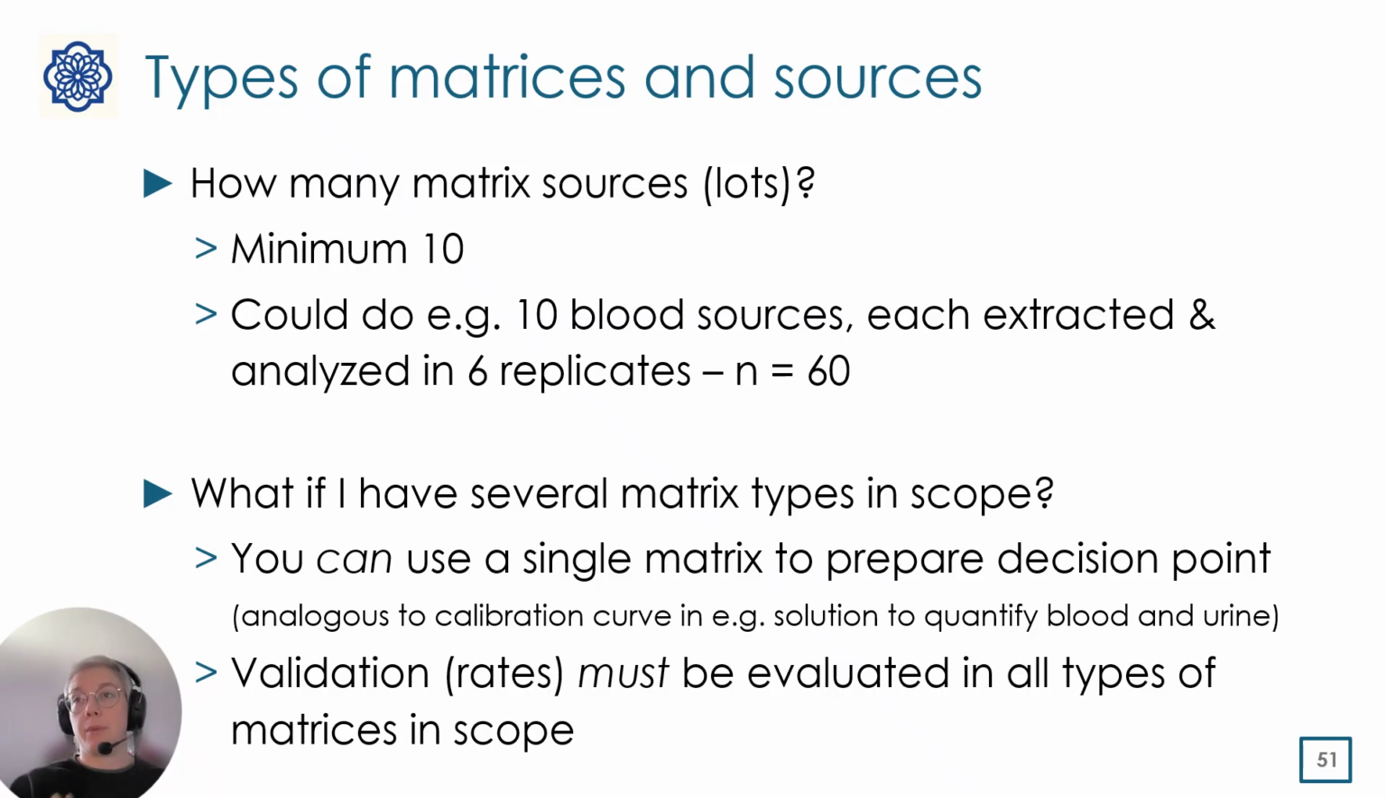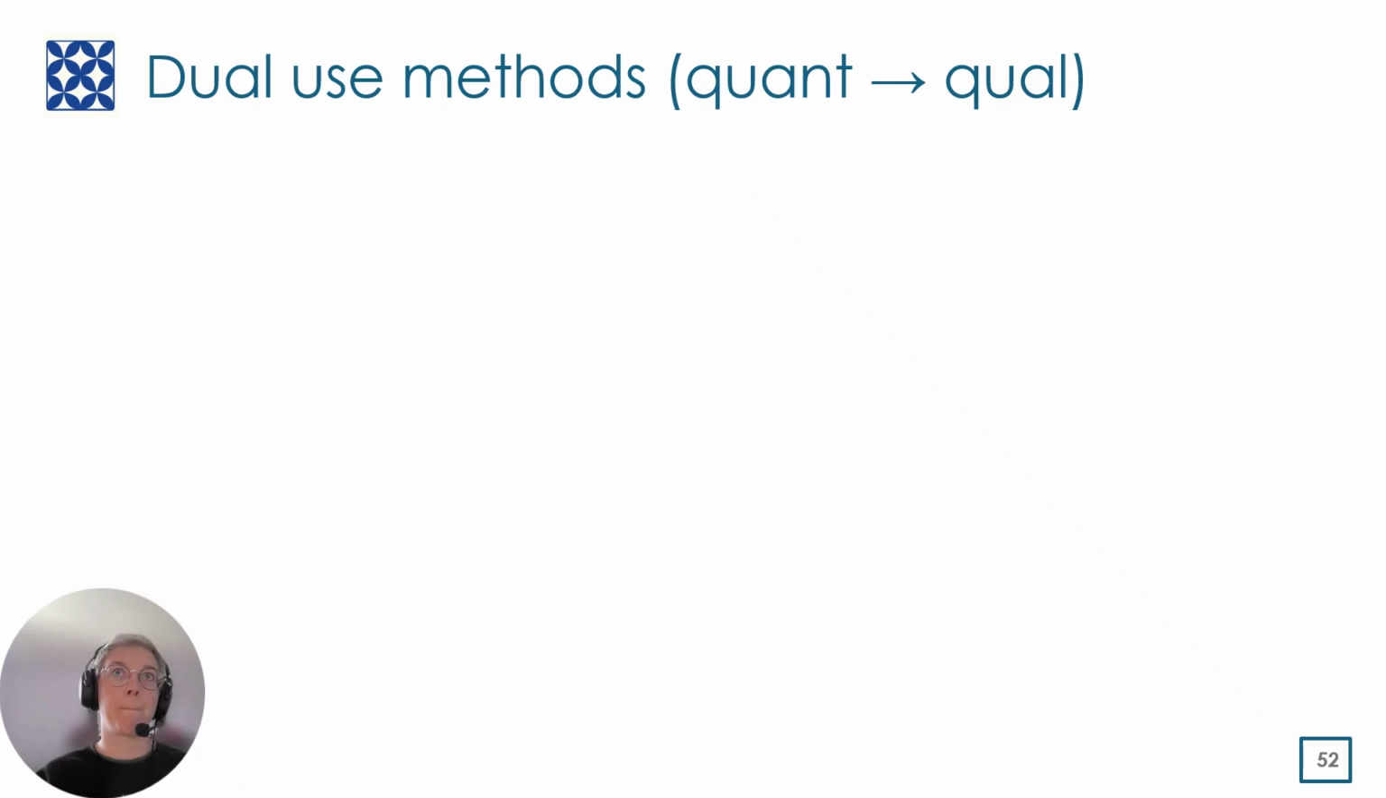So decision point can be in a single matrix if that's what you're going to do in production, that's fine, but you must validate with all of the different types of matrices to prove that it works in the different matrices that are in scope.